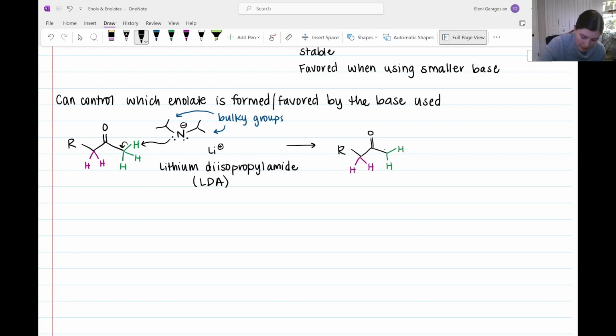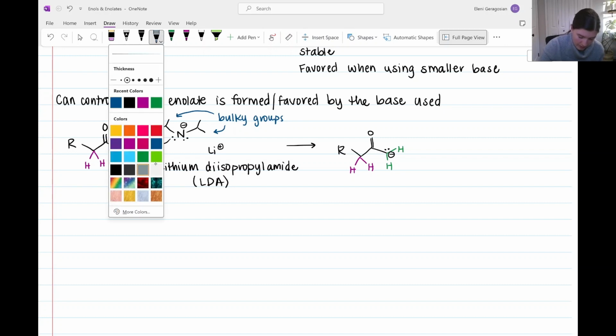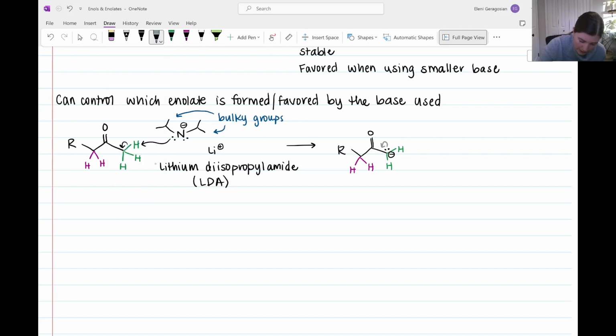Remember that the enolate can be shown with a negative charge on the carbon. And then just as a reminder, you can also show the negative charge being owned by the oxygen. So this is resonance here. The double bond. So both are structures of this enolate. So with a bulky base, the kinetic enolate is favored.